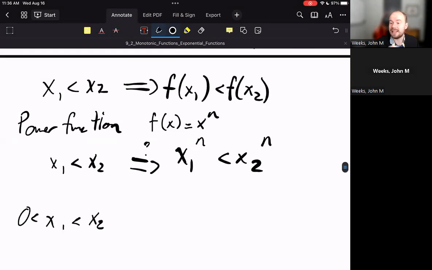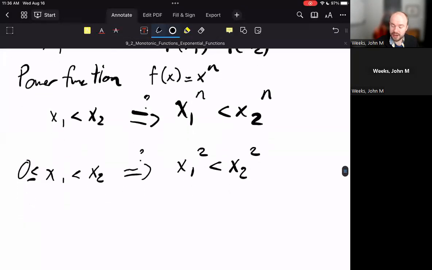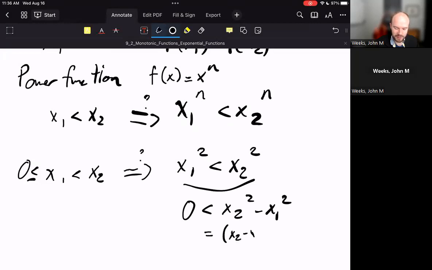Let's start by saying that these are both positive or non-negative and see what happens if I try to show that x1 squared is less than x2 squared. Well, there's a couple of ways to do this. One way is to start working backwards. I would need it to be the case that 0 is less than x2 squared minus x1 squared. So there's a way for me to write this as x2 minus x1 times x2 plus x1.